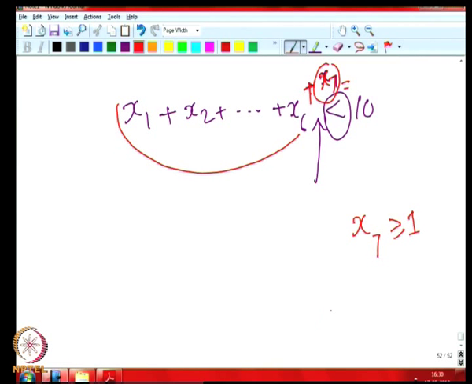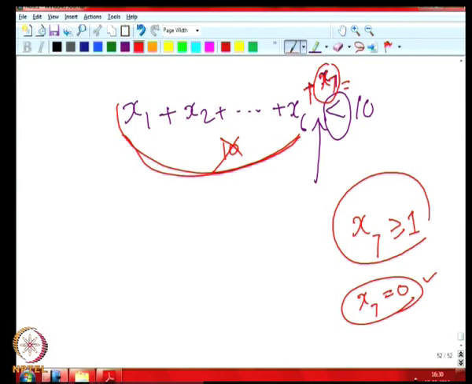Why? Because if we allow x7 equal to 0, then this entire sum will have to take a value of 10, which is not allowed. It can only take up to 9. If it is only taking up to 9, this last value has to take at least 1. So, therefore, x7 has to be greater than or equal to 1 is the only condition.